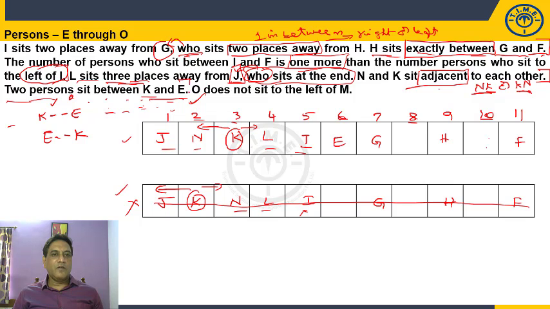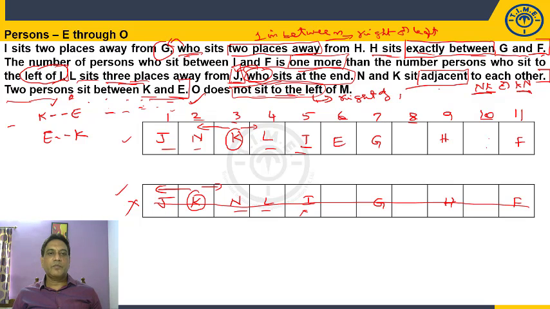So, till here, we have used the information. O does not sit to the immediate left of M. It is not immediate. O does not sit to the left of M. So, what does this mean? It is not to the left of M means it should be to the right of M.